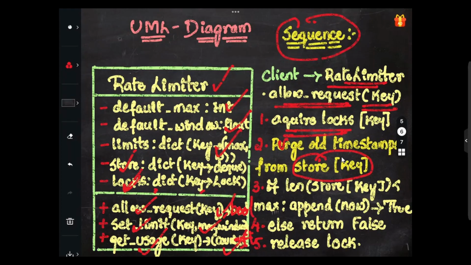Next, if the length of store of key is less than max, then we append now, and in that case we return true. Else we return false. Then finally, we release the lock. So this is the sequence that we will be going with.